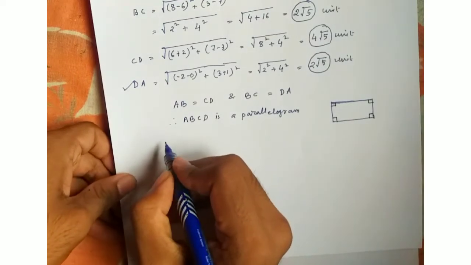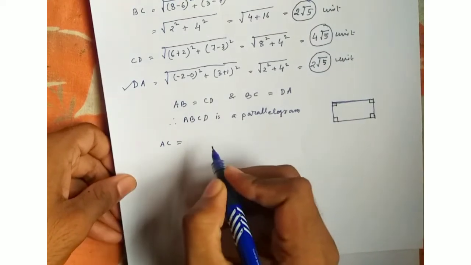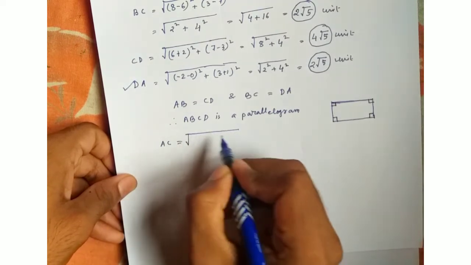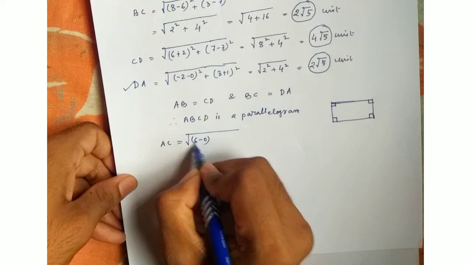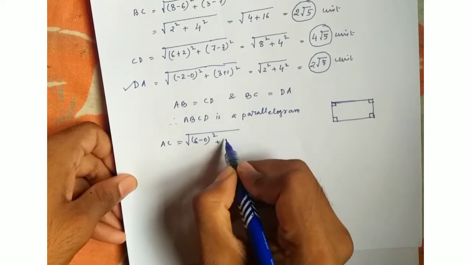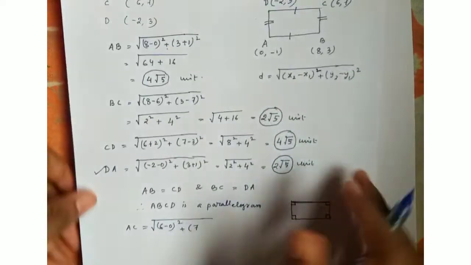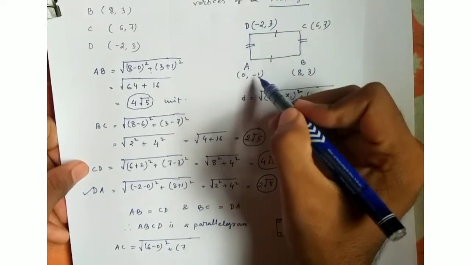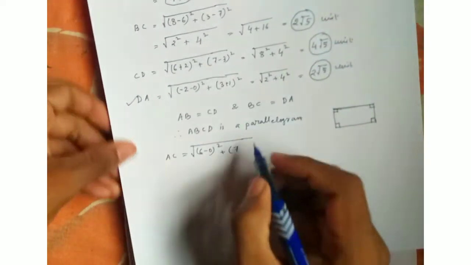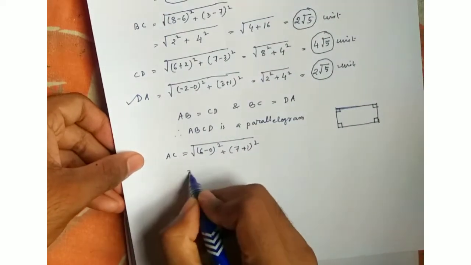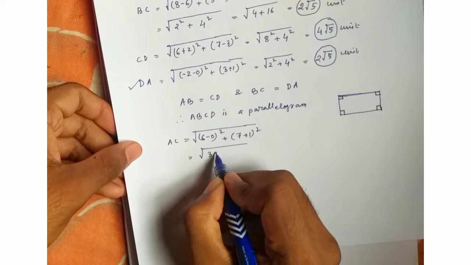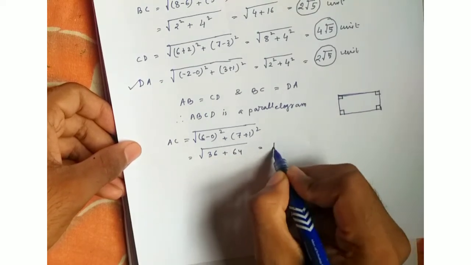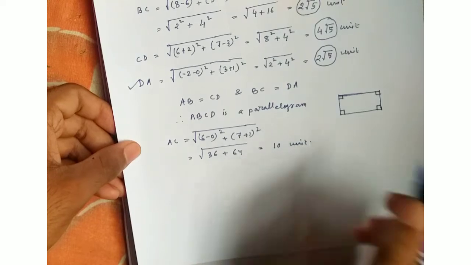Now we have to find the distance AC. So what is the distance between AC? AC is (6 minus 0) whole square plus (7 minus 1, that is 7 plus 1, 8) whole square. It is 36 plus 8 square, 64. It is 10 unit.